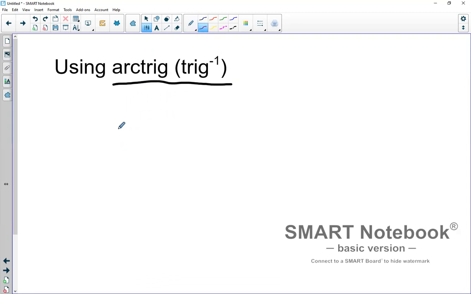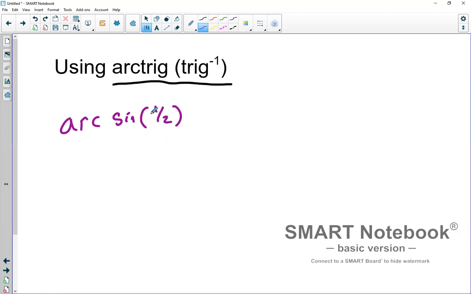So here, very quickly, you have arc trig, which is the same as trig to the negative 1. There's going to be one question where you just evaluate the arc trig, like, let's say, arc sine of, let's say, a half.